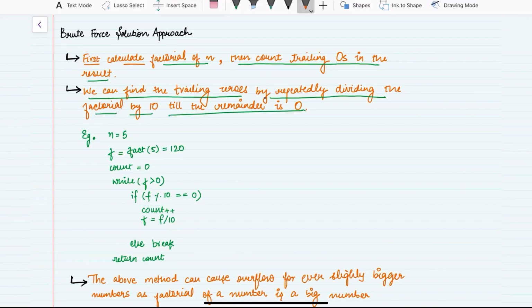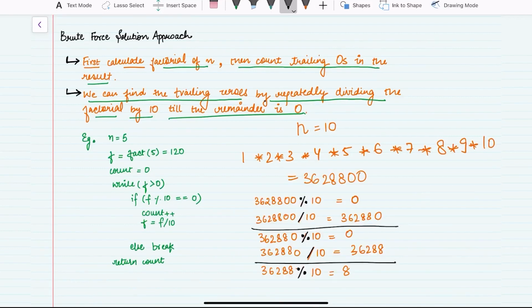So what do we mean by that? Let's say the factorial of n is equal to 10, and we'll do 1 into 2 into 3 into 4 into 5 into 6 into 7 into 8 into 9 and into 10. This will give us the number 3628800. Now to find the trailing zeros, we will simply mod it with 10 to get the last digit. So we will get 0.